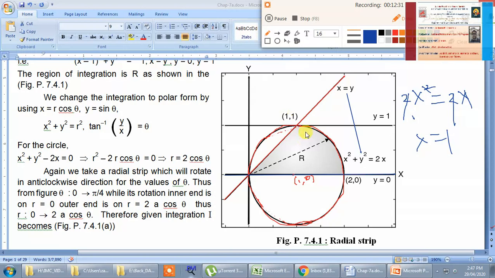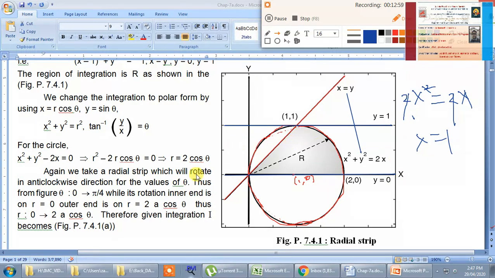So if x is 1, y is 1, and that's why y equal to 1 will be acting as a tangent, and it is even bisecting with your x equal to y. From that you will find that the fourth curve, y equal to 1, is tangent. So let us have that curve also, y equal to 1. Your region of integration will be between two parallel lines. Which lines? Your y equal to 0 and y equal to 1.